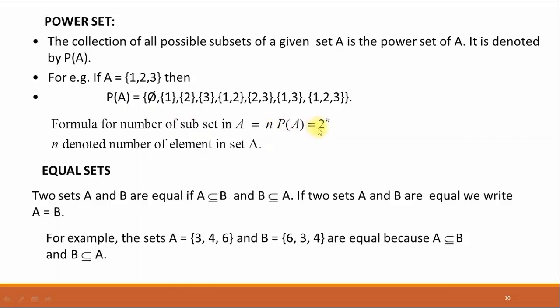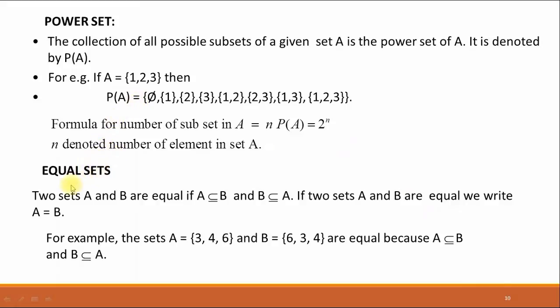Using this formula, we can find the number of subsets of a set. For example, the number of elements of the power set of A is 2^n, where n denotes the number of elements in set A. Since this set has 3 elements, we put 2^3, which means 2 multiplied by 2 multiplied by 2, 2 times 2 is 4 and 4 times 2 is 8. So there are 8 subsets for this power set.